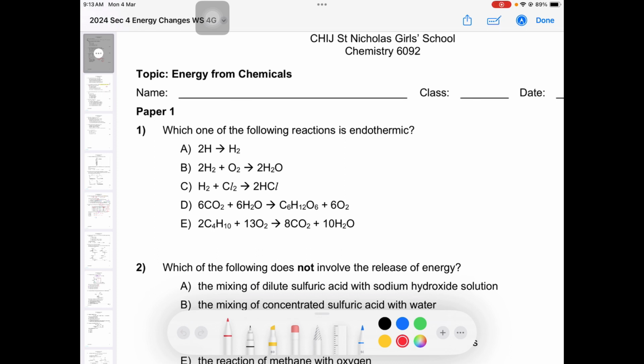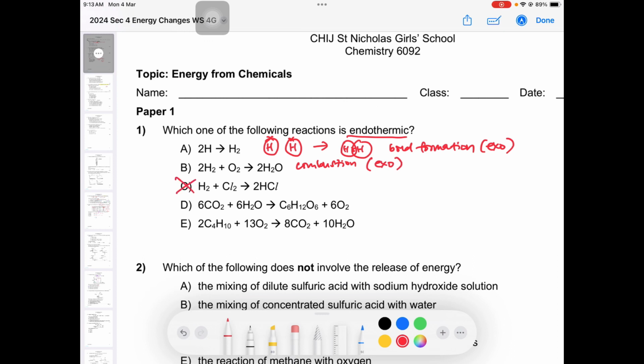Which of the following reactions is endothermic? For this question, you have to be able to identify that option A, what does 2H mean? 2H actually refers to 2 individual unbonded hydrogen atoms. Then H2 is the hydrogen molecule. So in this case, you can see that bond formation is taking place, and so this is exothermic. Option B, you had to recognize this as combustion, something reacting with oxygen. So this is exo as well.